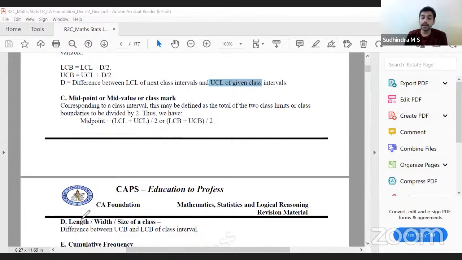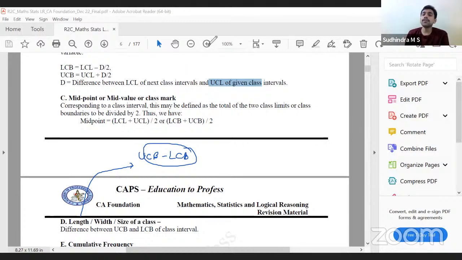Then the length of the class interval. How do we calculate the length? We should always take the difference of class boundaries, not class limits. To get the length or width of the class interval, it is UCB minus LCB, not UCL minus LCL. Right? For midpoint, no such restriction. But for class length, there is a restriction that it should be the difference of class boundaries.